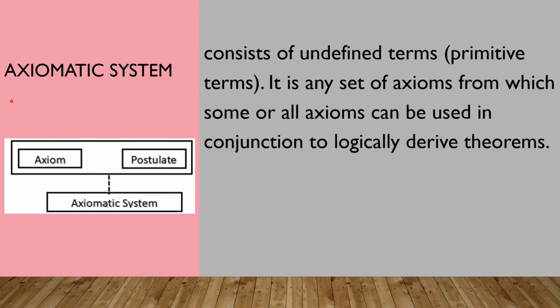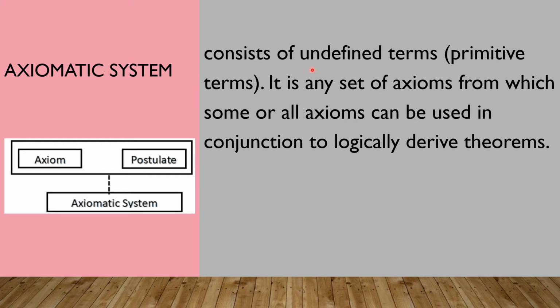Okay, next we have the axiomatic system. Again, this is our concept map: axiom, postulate, then axiomatic system below the axiom and postulate. An axiomatic system consists of undefined terms. What are those undefined terms? Point, line, and plane. Those are the undefined terms.